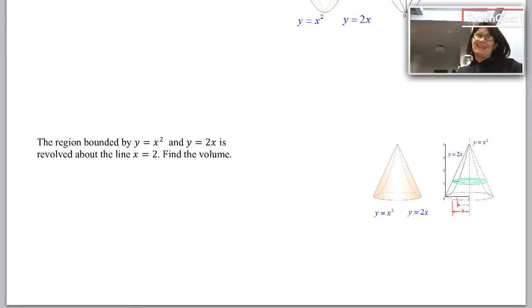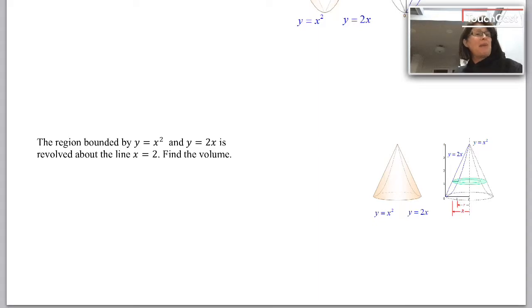It would be unlikely on the AP test that they would give you a problem where you had to revolve a region around an axis that it wasn't flush to, that wasn't a coordinate axis, and that they wouldn't give you a picture. The chance of all three of those happening on the same problem. I'll go on the record saying that. So here we have a picture at least.